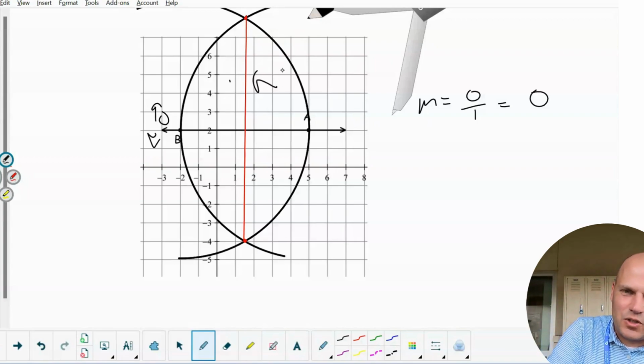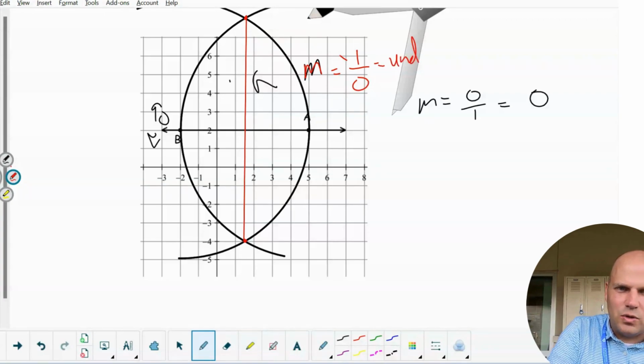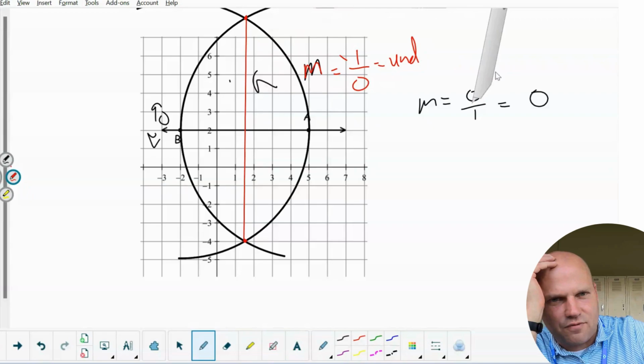What does it mean for a slope to be vertical? Well, my slope is going up now, but it's not going over. Now, you might say it's an opposite reciprocal, so it needs to be negative 1 over 0. Well, negative 1 over 0 and 1 over 0 are both something that we cannot do. It's called undefined. You're not allowed to divide by 0.